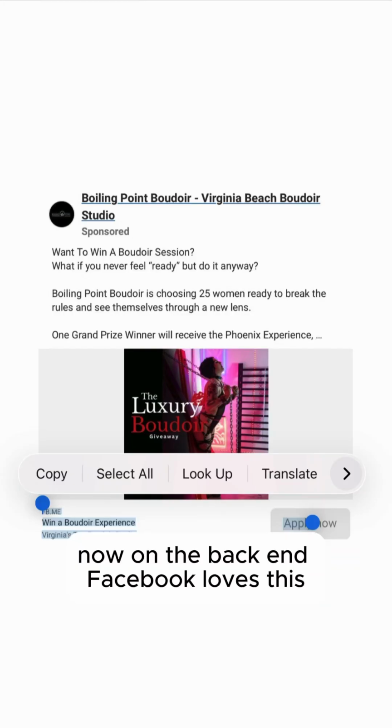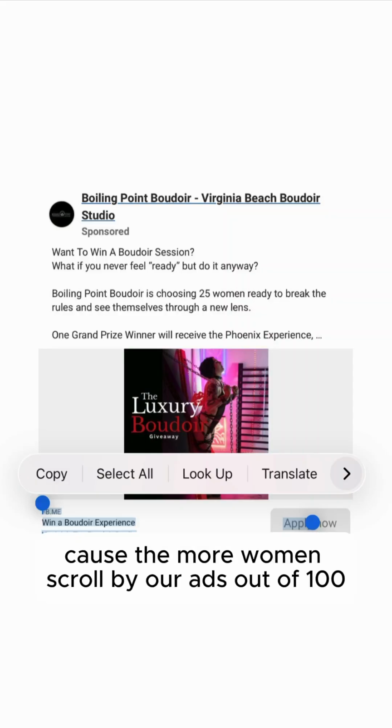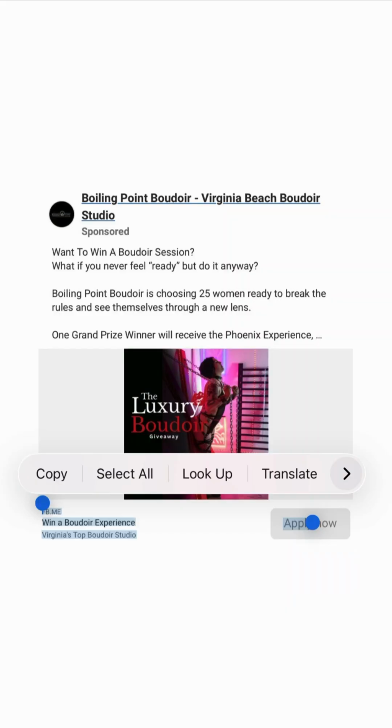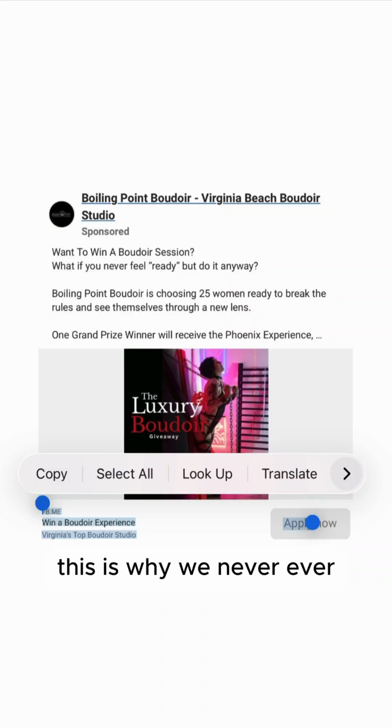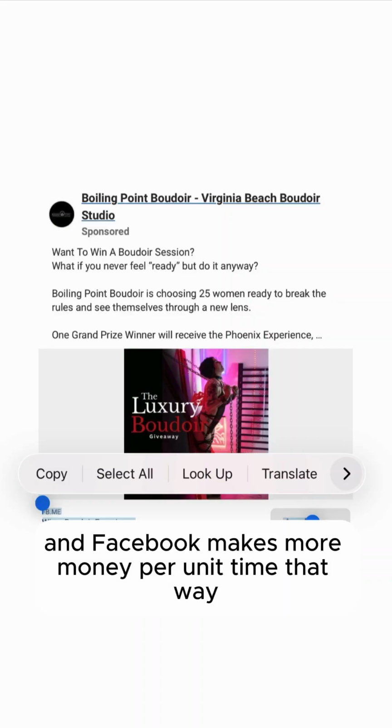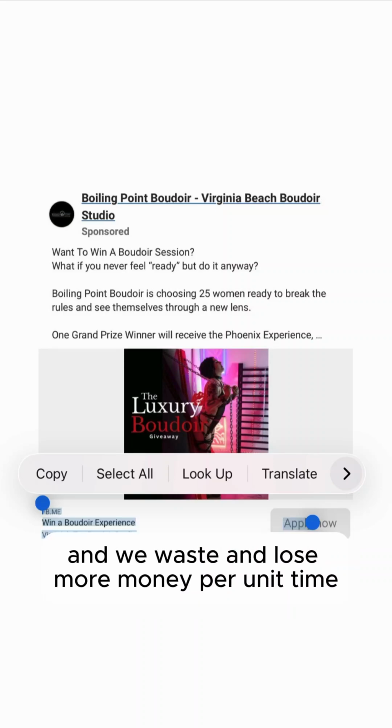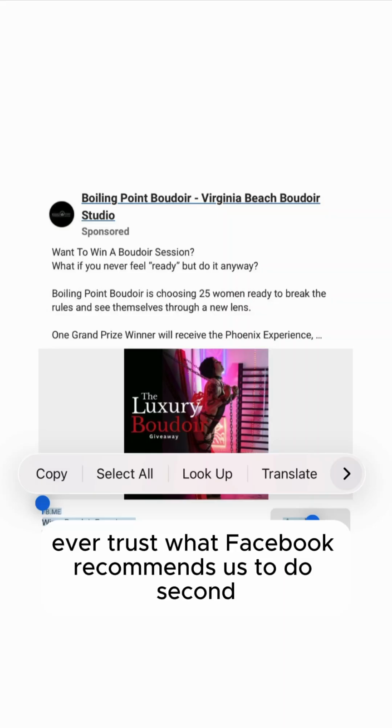Now, in the back end, Facebook loves this because the more women scroll by our ads out of 100, lowering our unique CTR, Facebook can serve more ads per unit time. Facebook makes more money per unit time that way, and we waste and lose more money per unit time. That's why we never ever trust what Facebook recommends us to do.